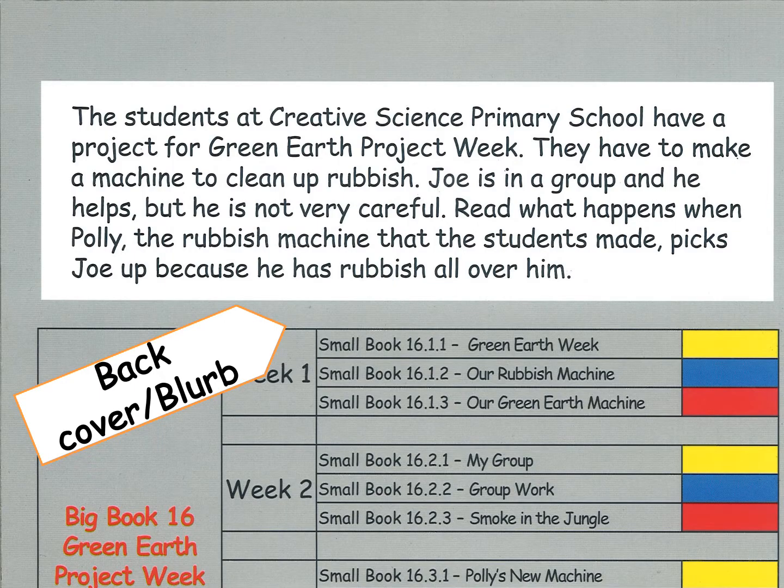Let's go to the back cover. We'll turn over now and we'll read what's called the blurb. The students at Creative Science Primary School have a project for Green Earth Project Week. They have to make a machine to clean up rubbish. Joe is in a group and he helps, but he is not very careful. Read what happens when Polly, the rubbish machine that the students made, picks Joe up because he has rubbish all over him.